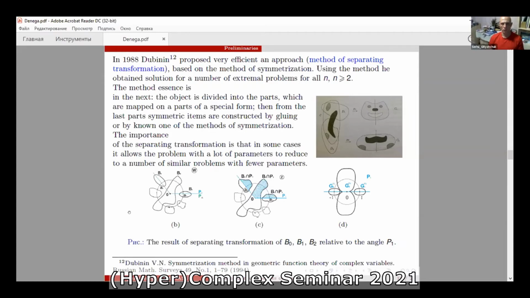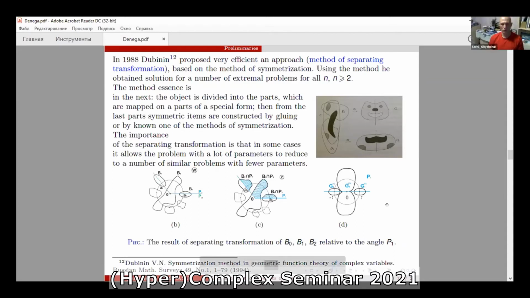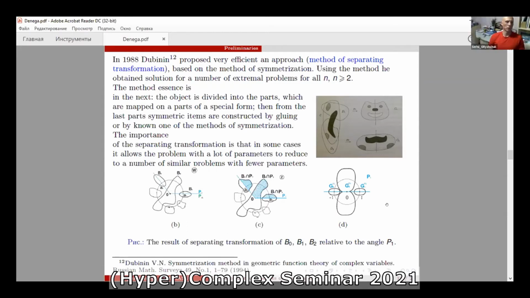The object is divided into parts, which are mapped onto a part of a special form. Then from the last part, symmetric objects are constructed by gluing or by one of the known methods of symmetrization. The importance of the separating transformation is that in some cases it allows the problem with many parameters to be reduced to a number of similar problems with fewer parameters.